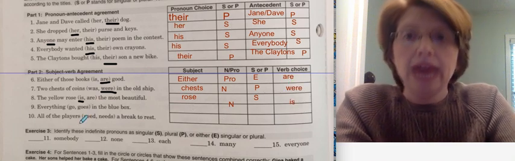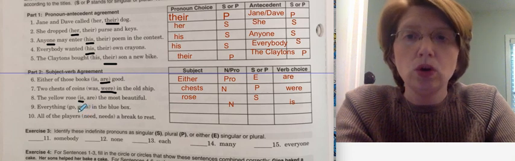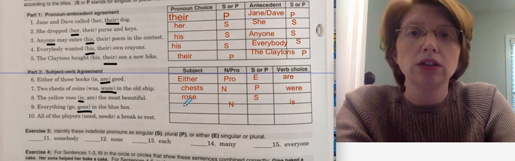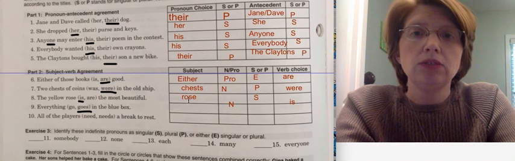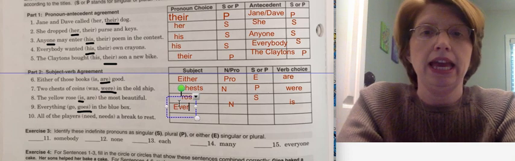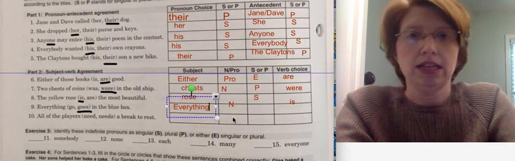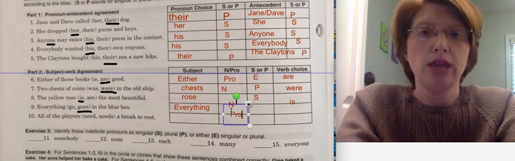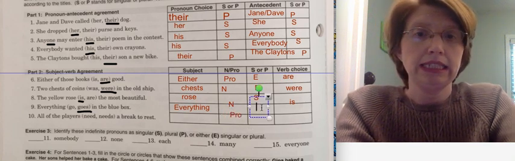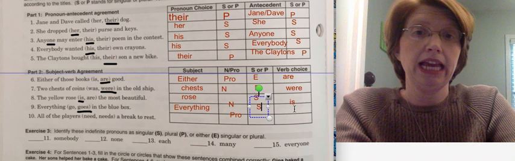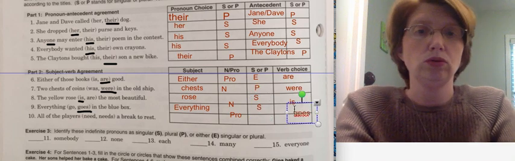Okay. Everything goes in the blue box. The subject is everything. It is a pronoun. It is singular because it ends in thing, so we are going to choose goes.